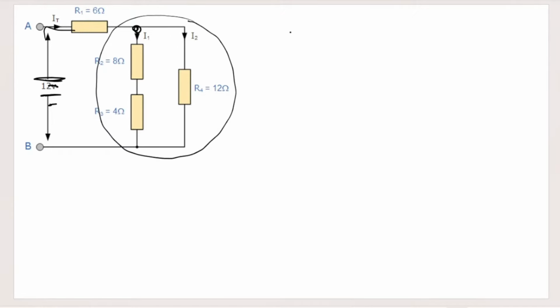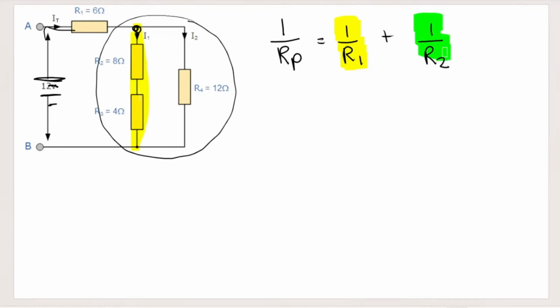So to work out the resistance in parallel, you go 1 over RP equals 1 over R1 plus 1 over R2. Now, what people forget is that 1 over R1, R1 would refer to this branch. R1 refers to a branch. R2 refers to this branch.